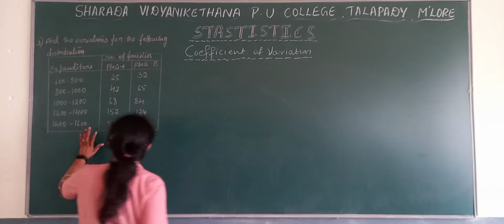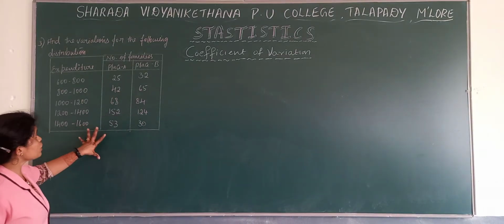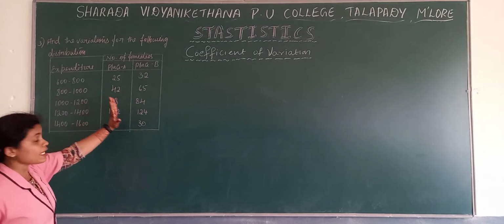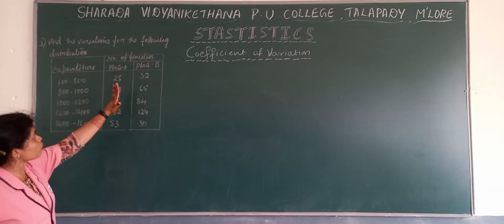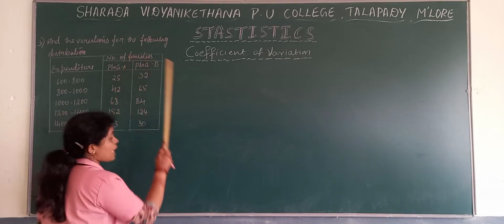So now we have with us grouped information of place A and place B. The number of families of place A and place B is given and expenditure is given here. This expenditure is X and these two are frequencies. Now firstly we will calculate coefficient of variation for place A. So write the solution.